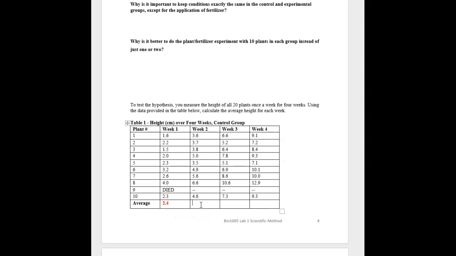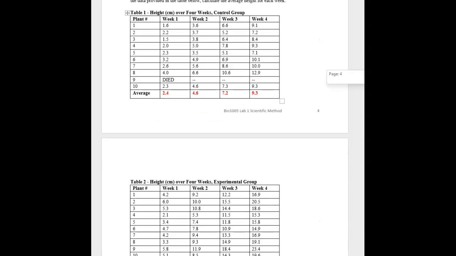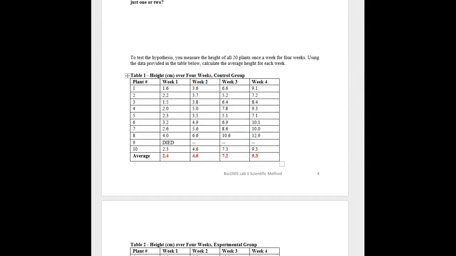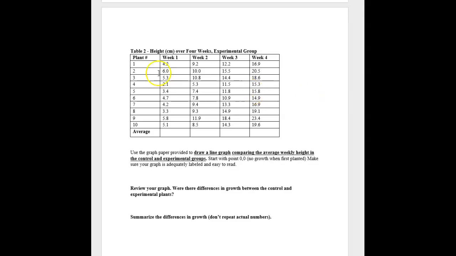The average here is 4.6. This average is 7.2. And this average is 9.3. So we're going to be using these numbers in a minute in our graphs. So if we look at table 2, oh yeah, I should say that table 1 is the control group. So this is how much plants grew without fertilizer.